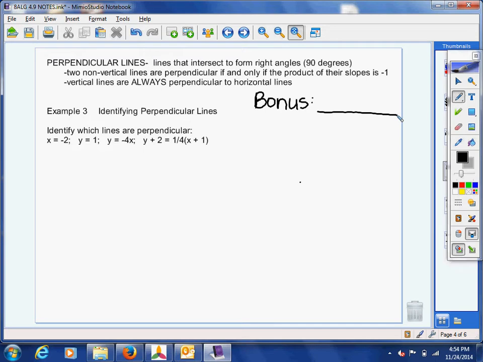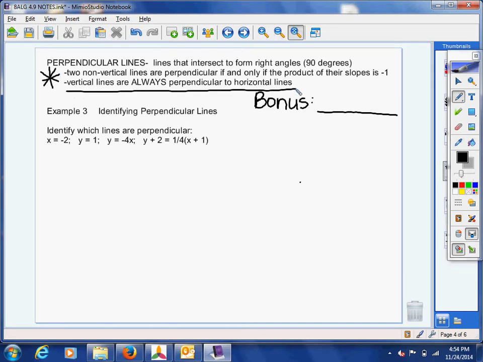Okay, we're going to get started today with perpendicular lines. Perpendicular lines are lines that intersect and form 90-degree right angles. If you have two non-vertical lines that are perpendicular, that only occurs mathematically if the product of their slopes, when you multiply them together, equals negative 1. Now, vertical lines are always perpendicular to horizontal lines.